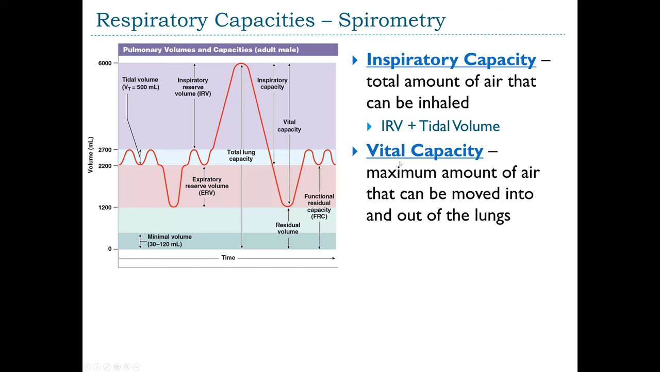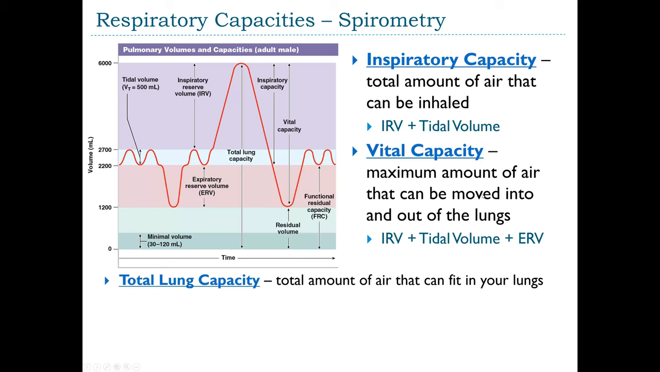The vital capacity is the maximum amount of air that can be moved into and out of the lungs. And this is going to be a sum of the IRV plus the tidal volume plus the ERV. So basically from the highest peak on the graph to the lowest valley on the graph, and that represents the maximum amount of air that can be moved into and out of the lungs.